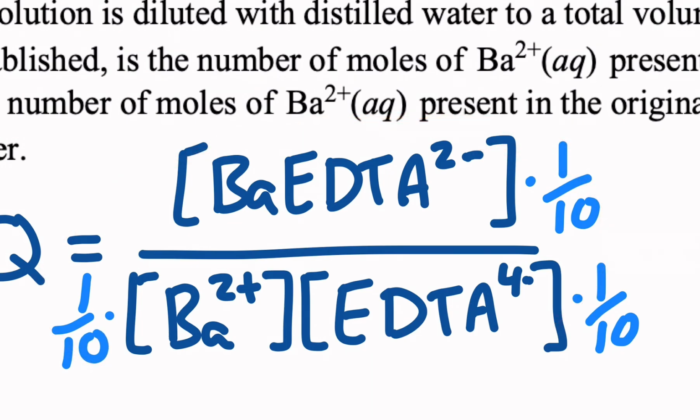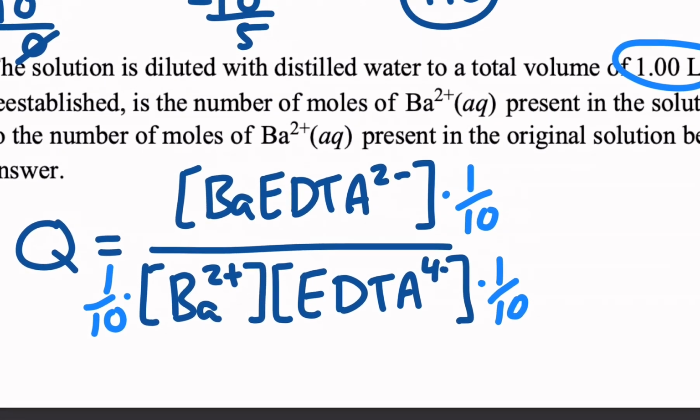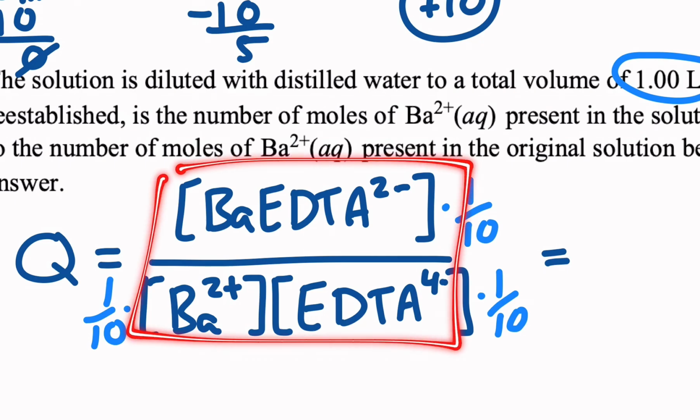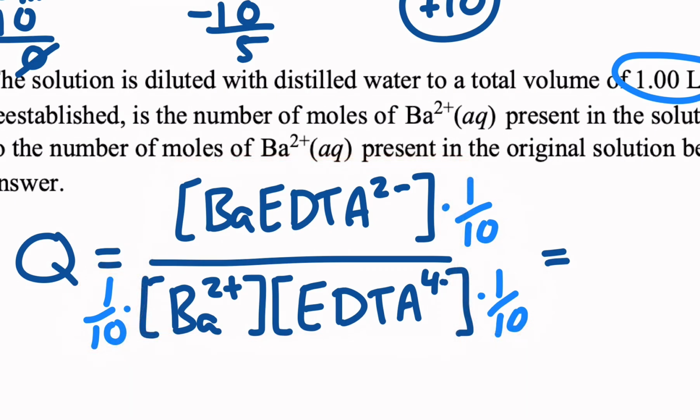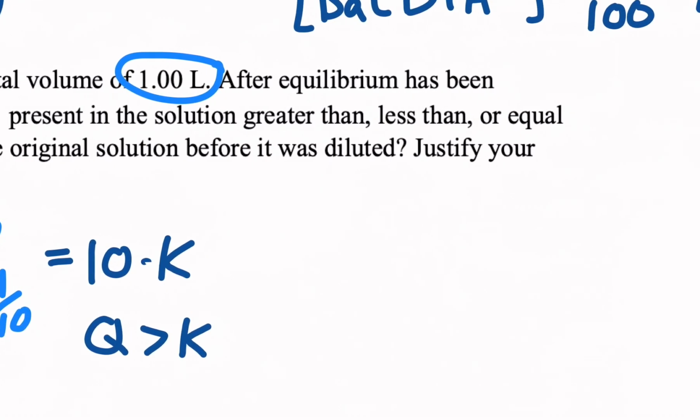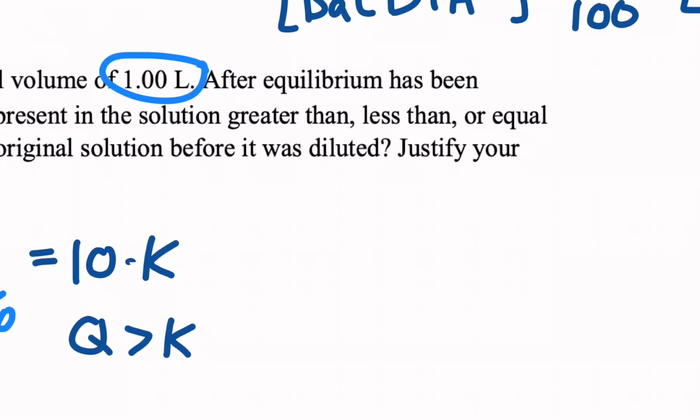How does this compare with K? Well, if you simplify, you get this expression times a tenth divided by a tenth, and then another tenth in the numerator and the denominator. That means you get 10 times the equilibrium constant. So Q is larger than K. And here's a good point to remind ourselves of a little trick. When you're comparing Q with K, I always like to write K first. So in this case, K is less than Q.